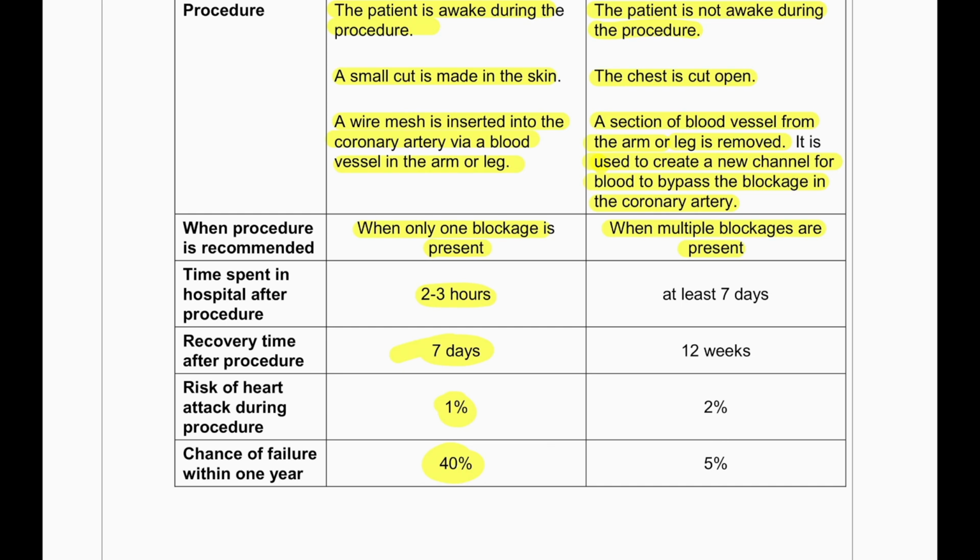In the case of CABG, sometimes a triple bypass or a double bypass needs to be done. Recovery time is at least 7 days in the hospital, and full recovery will be within 12 weeks. The risk of having a heart attack during the surgery is 2%, and the chance of failure is 5%, which we can see is very, very low.